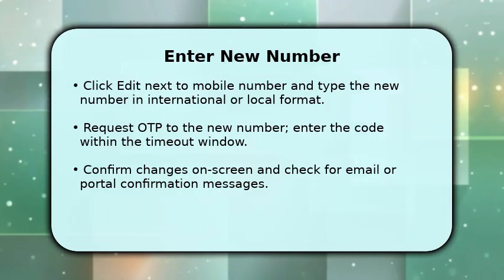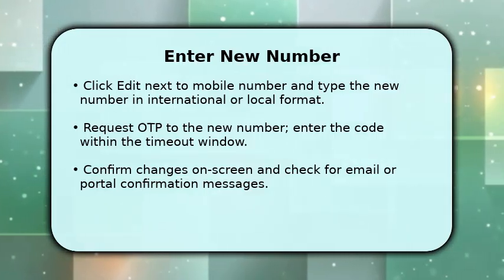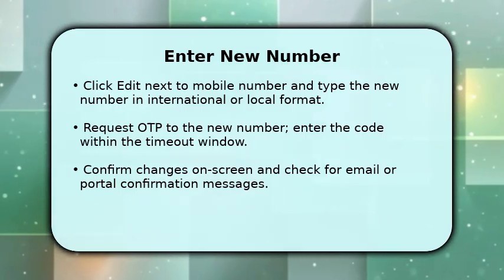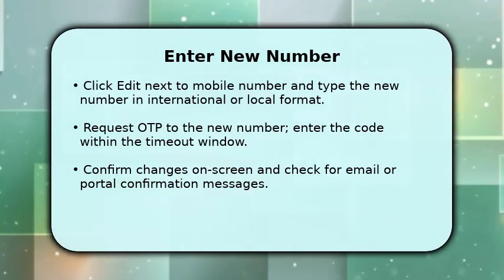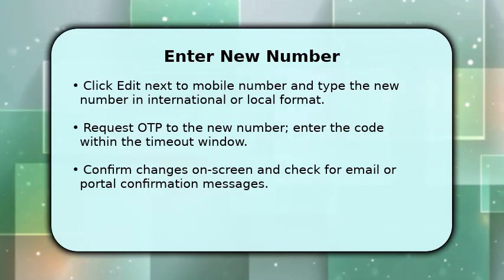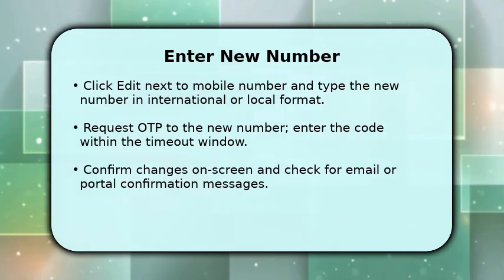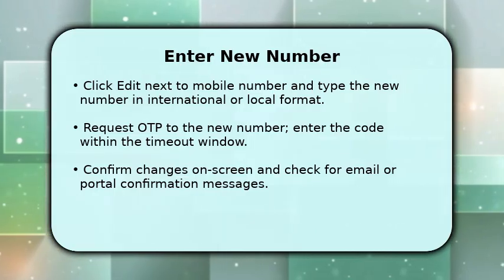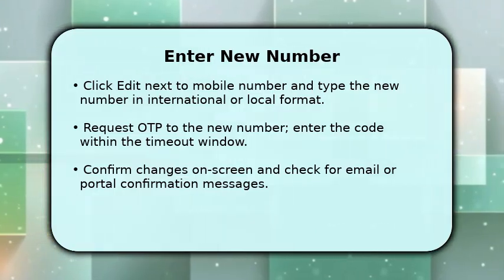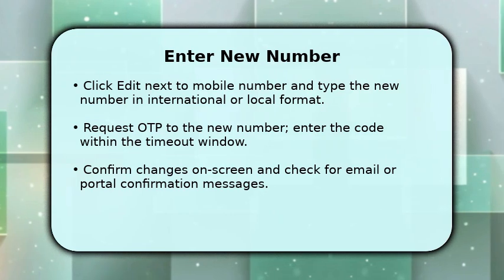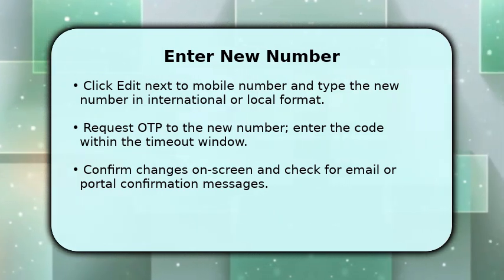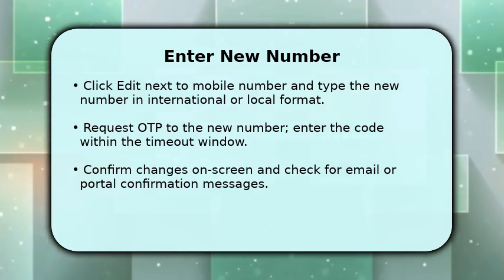Next, request the one-time password to verify ownership. You will receive an OTP on the number you entered, so watch for that SMS. Enter the OTP promptly because codes expire. After verification, click Confirm or Save. The system will update your profile and send a confirmation to your registered email and portal notifications.